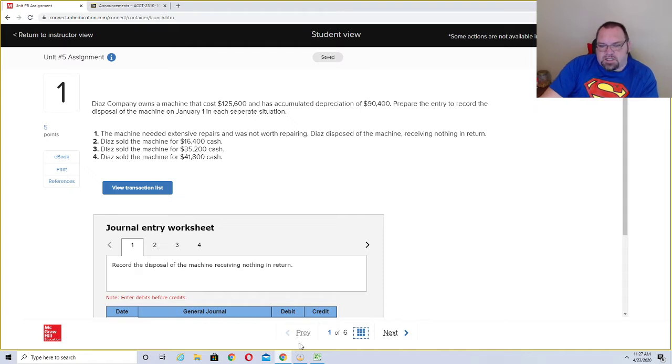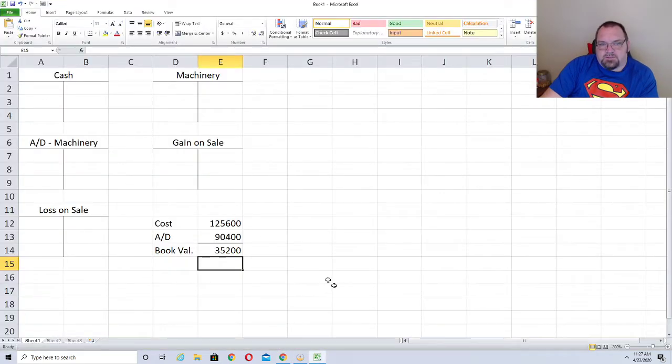So what I did was I went ahead and got this set up in Excel more or less. I've got these T-accounts here: cash, machinery, accumulated depreciation, and gain on the sale of assets. This is a revenue account. Essentially, it's a revenue, so it's a credit balance. Then down here, a loss on a sale, which is essentially similar to an expense account, so we'd have a debit balance.